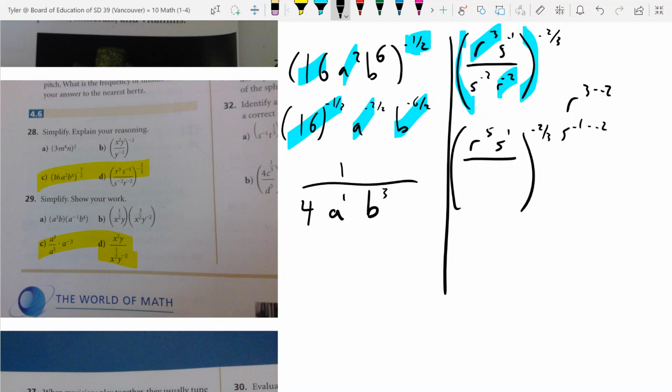Now we need to apply our exponent. There actually is no denominator. So we get r to the negative 10 over 3 and s to the negative 2 over 3. So again, I'm going to put them both on the denominator because they're negative. Just double checking they're negative. Yep. So let's make it r to the 10 over 3 and s to the 2 over 3. And that's it. There's nothing else we can do to simplify. So that one's done.